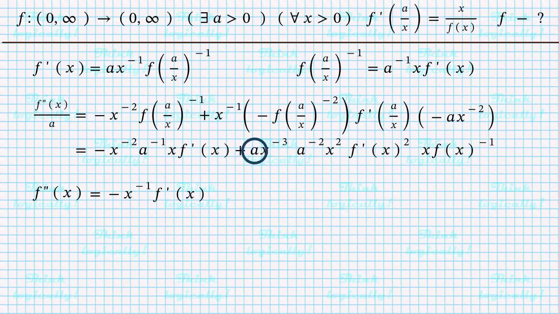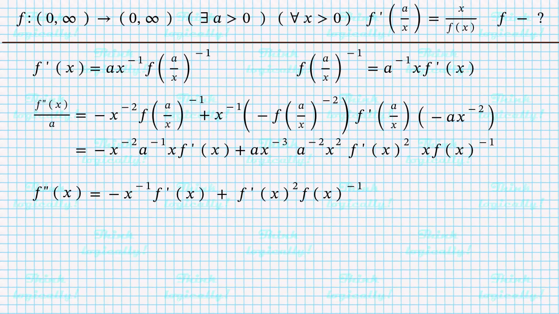Then a times a to the power of negative 2 times a from the left hand side gives a to the power of 0. So a also goes. And the second term is just f prime of x squared times f of x to the power of negative 1. That's a surprise, isn't it? We just wanted to get rid of argument a over x, but we actually removed parameter a completely and are left with a differential equation for f. Let's see if we can solve it.